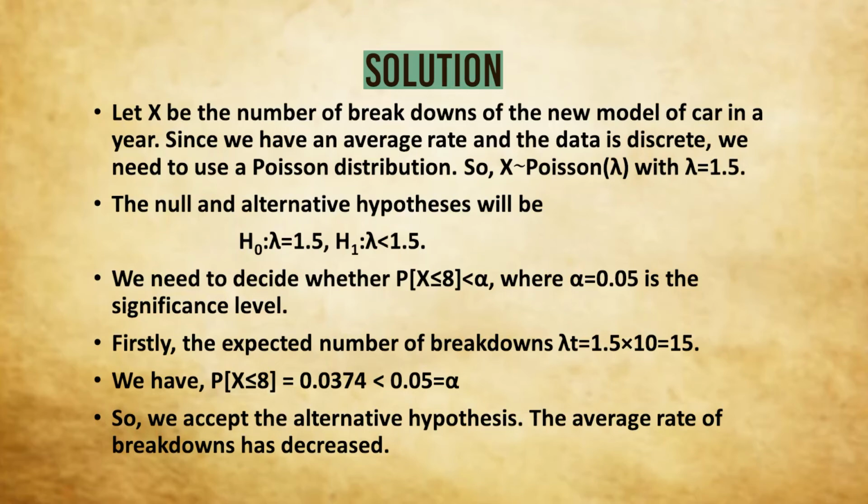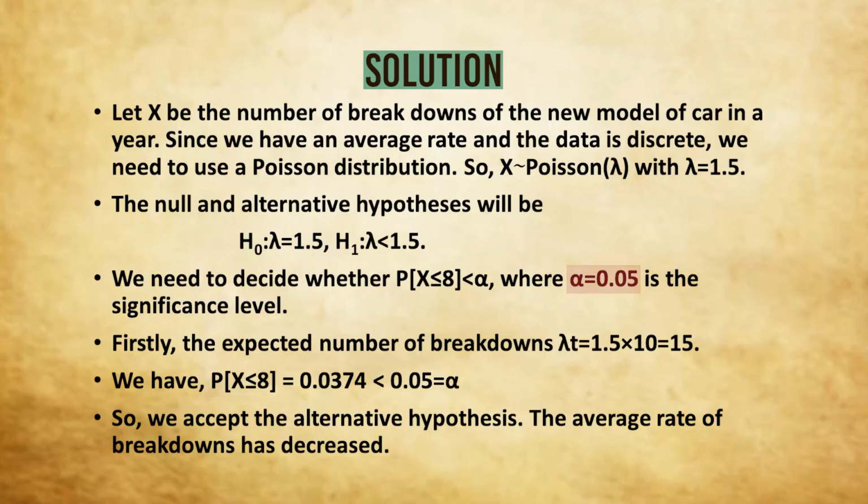We need to decide whether the probability of X less than or equal to 8 is less than alpha, because here the probability of X less than or equal to 8 is nothing but the p-value of the test, with alpha 0.05. So lambda t will be 1.5 times 10, because 10 cars were there, that is 15. And the p-value comes out to be 0.0374. That means the p-value is less than the level of significance, so we accept the alternative hypothesis that the average rate of breakdowns has decreased.